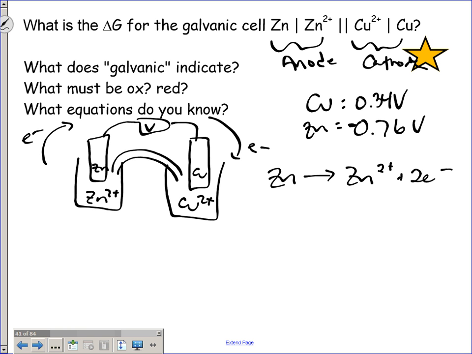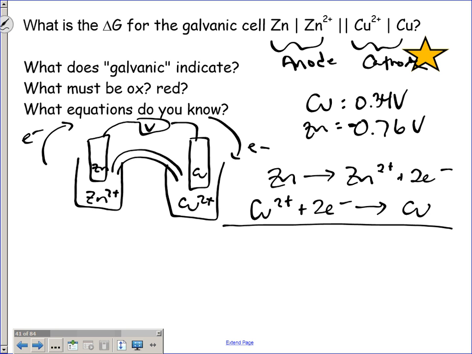And the cathode is happening. What's happening here? Cu2+ plus 2 electrons yields copper solid, because there must be reduction happening there. So you should be able to continually assign oxidation reduction based on electrons placement in the reaction and knowing how to think about charge loss. So overall, no need to balance out electrons. They're already balanced. So what's our overall reaction? Zn plus copper ion yields copper plus zinc ion. Okay, so that's our overall reaction.